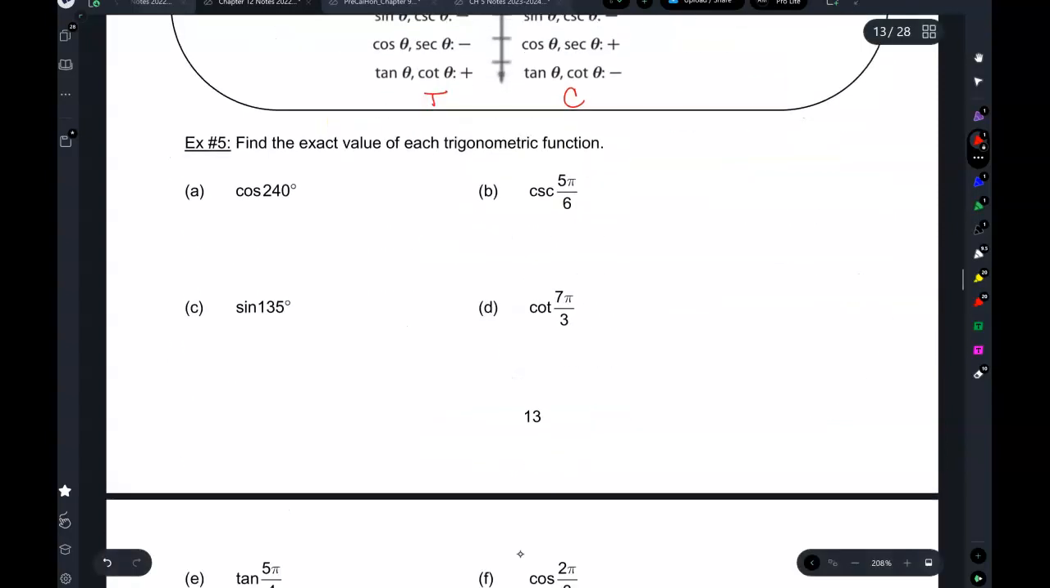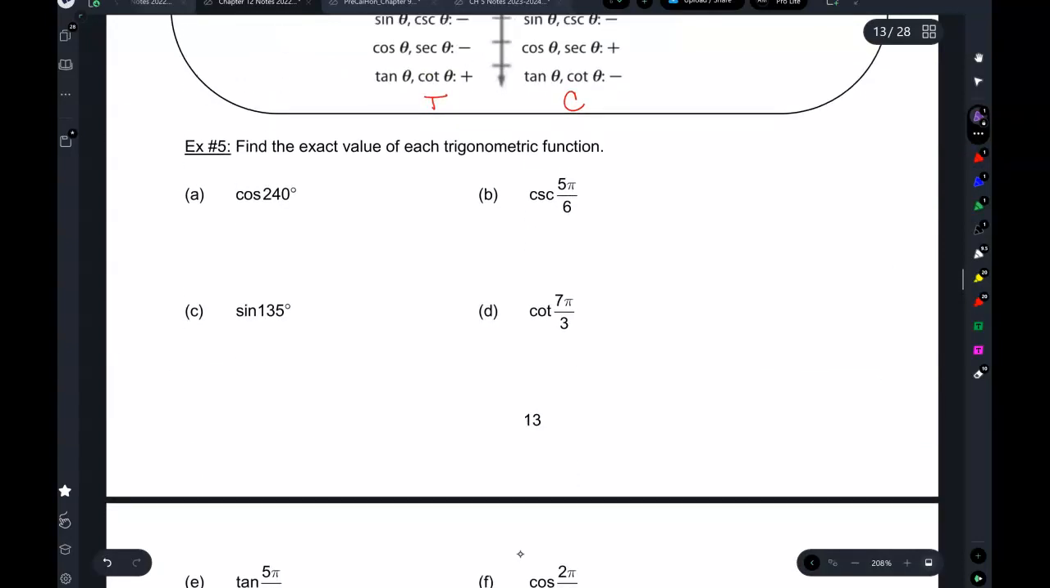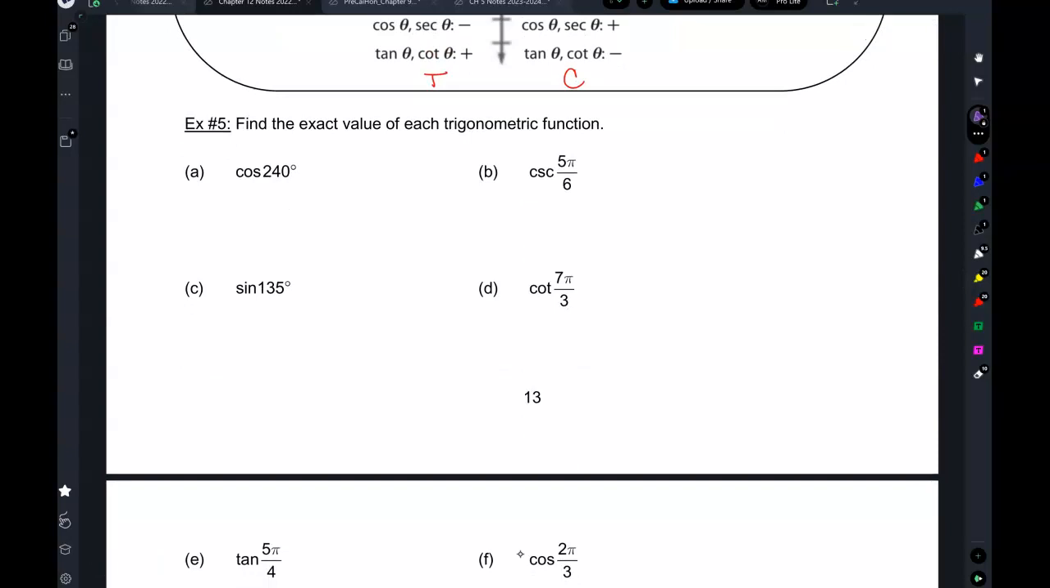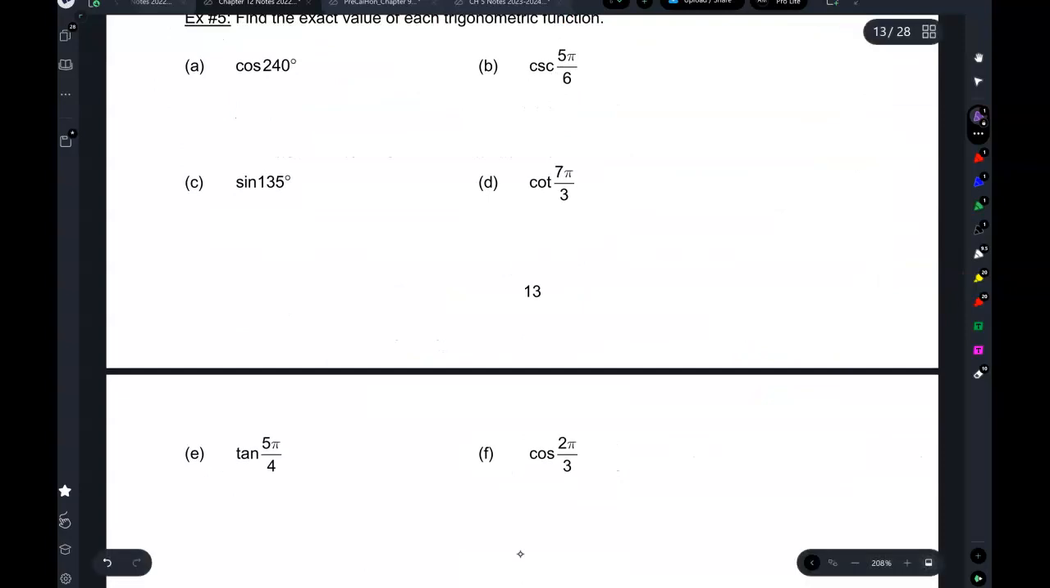Okay? All right, let's just do an example here. Cosine of 240. What was step 1? Find the reference angle. So let's find the reference angle. 60. So the reference angle is 60, because if you graph the angle, it's 60 degrees away from the x-axis. So now, if it's 60 degrees, we have to evaluate cosine of 60.